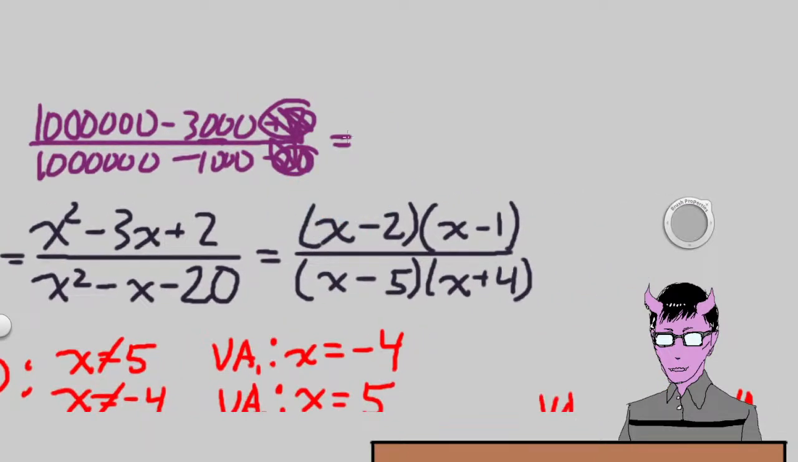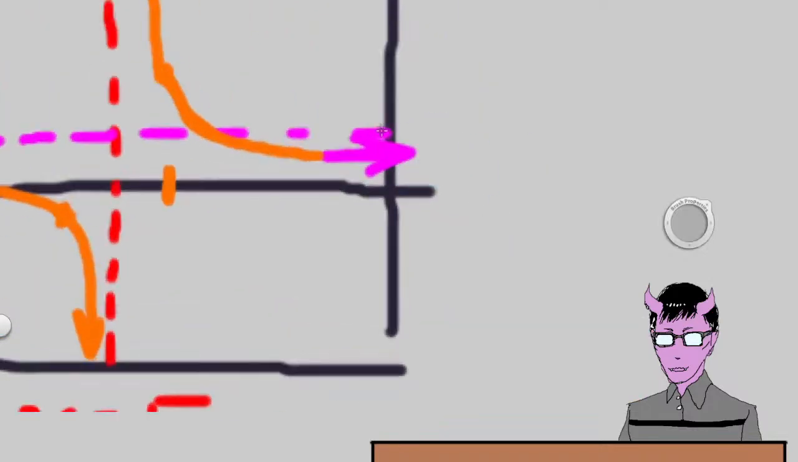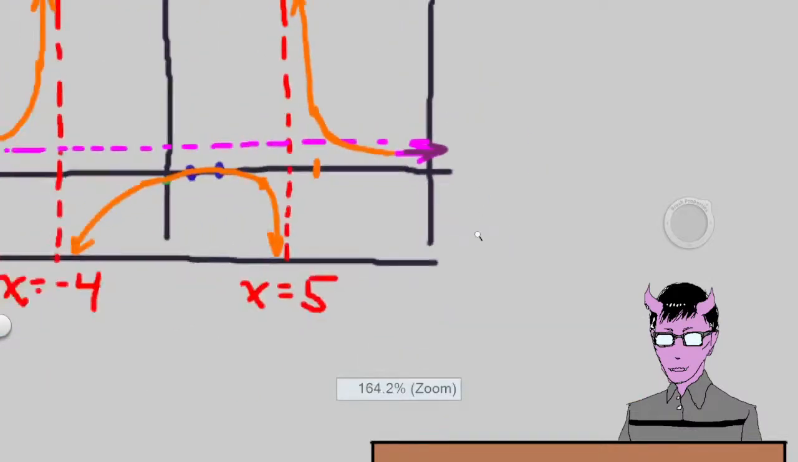So we get close to 1, but it is below. I mean, how do you write that? It is below 1. Yes. Which is why we are below the horizontal asymptote.